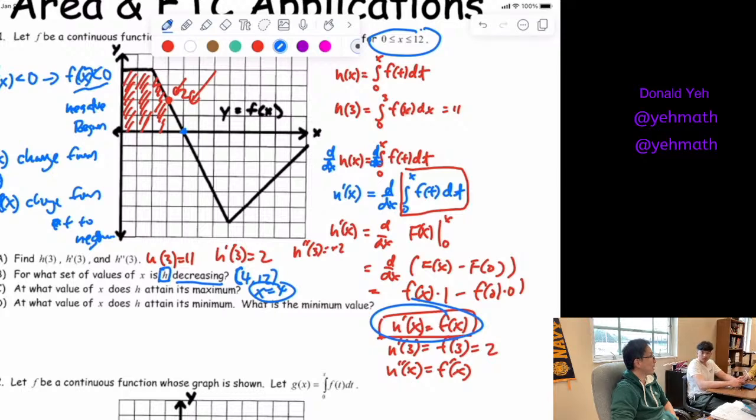Remember, 10% of your AP exam does not require algebra. This is the part that does not require algebra. Anything I did here has nothing to do with algebra. It's all straight calculus and just counting the squares.